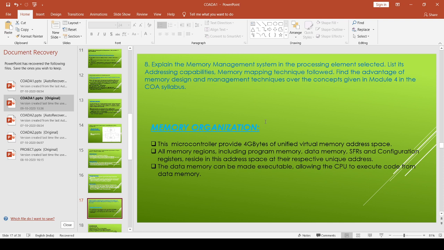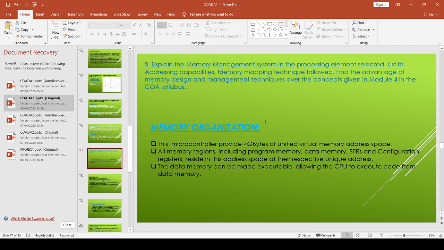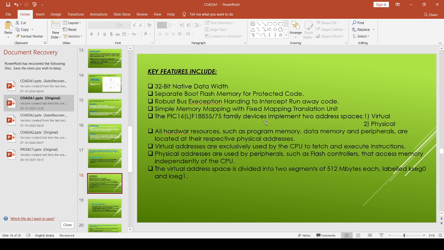Memory organization. This microcontroller provides 4 GB of unified virtual memory address space. The data memory can be made executable, allowing the CPU to execute code from data memory. These are the main key features included in this memory organization: 32-bit native data width, separate boot flash memory for protected code, robust bus exception handling to interrupt runaway code, simple memory mapping with fixed mapping translation units.